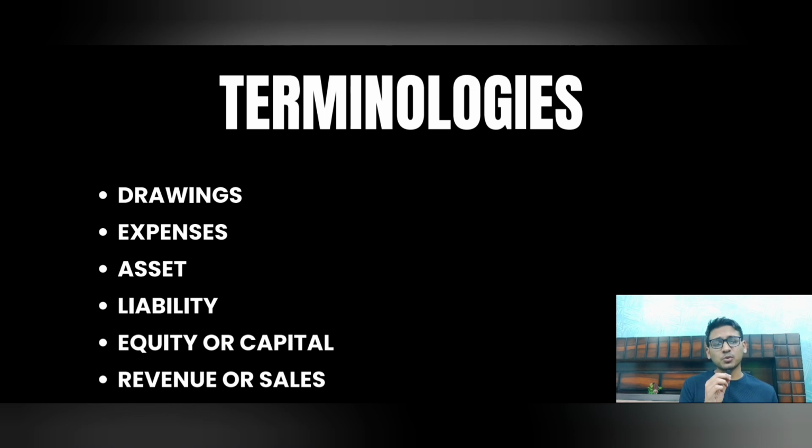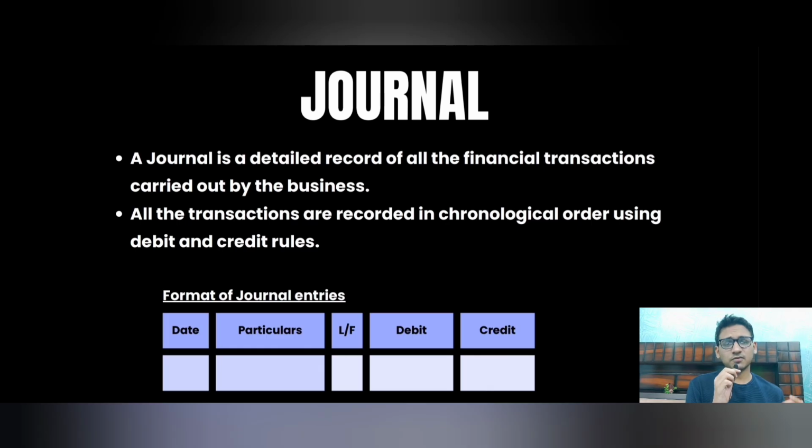Now number five are equities and capital. It refers to the amount of money that the owners have invested in their business in order to run their operations. And number six and the final are revenues. Revenues refer to the sale from the goods and services that the company has produced throughout the period of time. Now moving on to the concepts of journal.